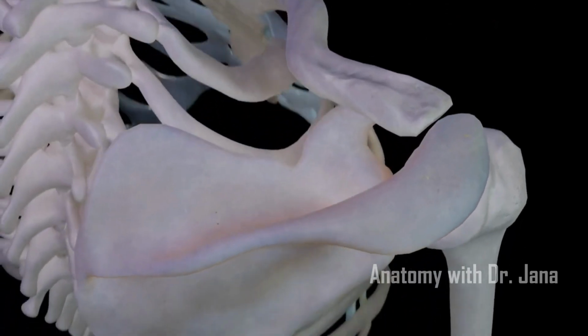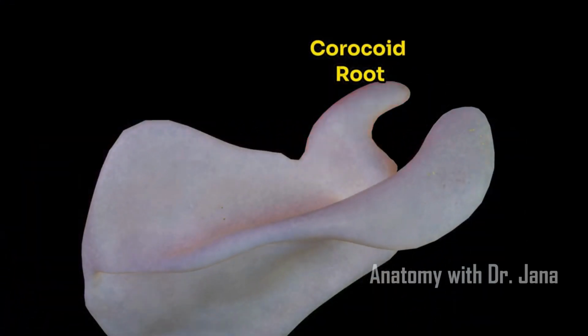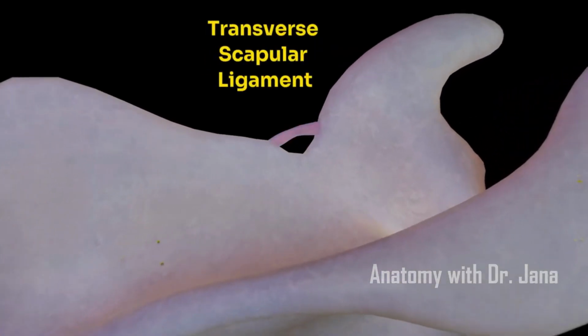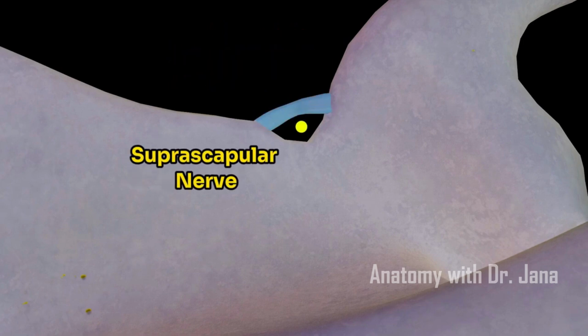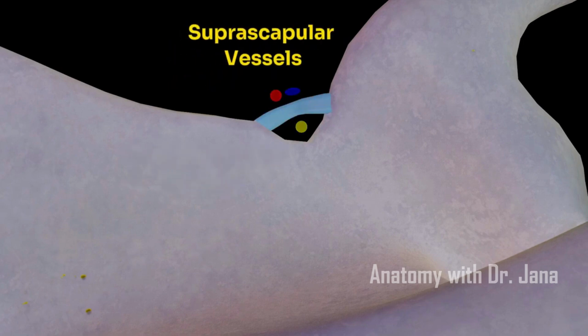Just lateral to the suprascapular notch is the root of the coracoid process. The transverse scapular ligament converts the suprascapular notch into a suprascapular foramen. The suprascapular nerve passes through this foramen, whereas the suprascapular vessels pass above the transverse scapular ligament.